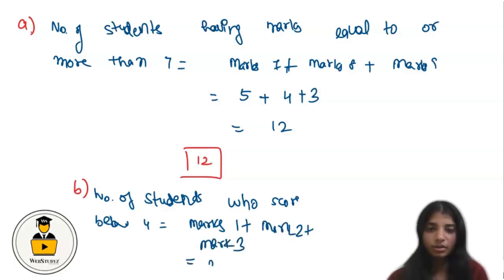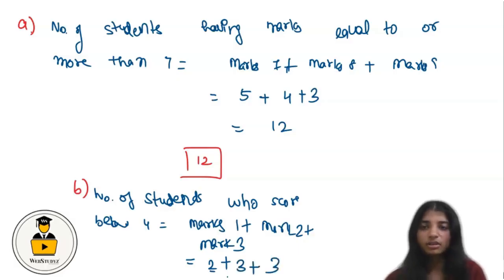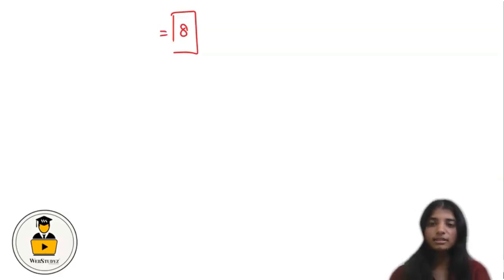That is equal to the number of students having 1 mark, which is 2, having 2 marks, which is 3, and having 3 marks, which is 3. So the sum of all this is 8. So we can say that the students having marks below 4 is 8. 8 students are there having marks below 4. So this is the answer to the given question.